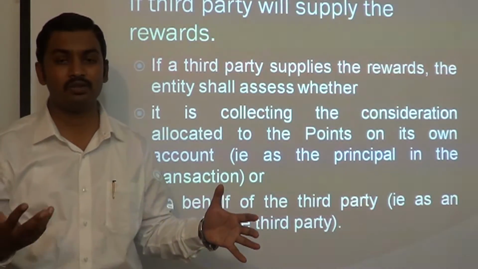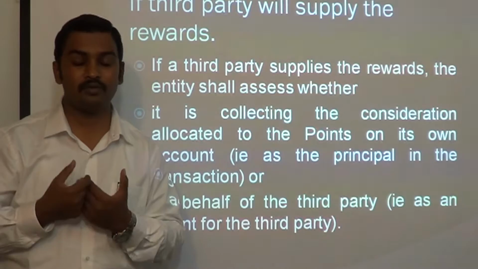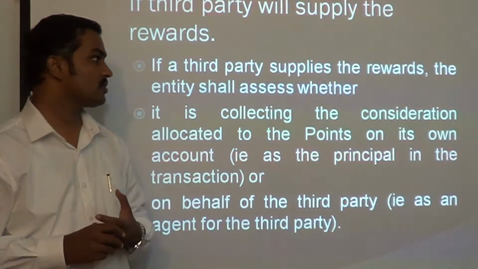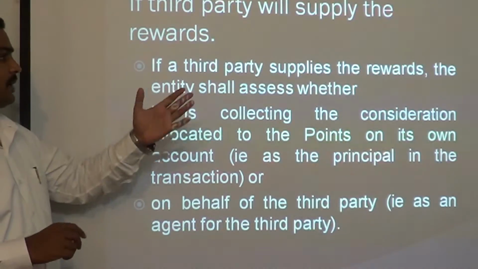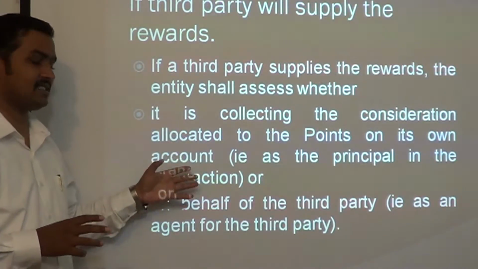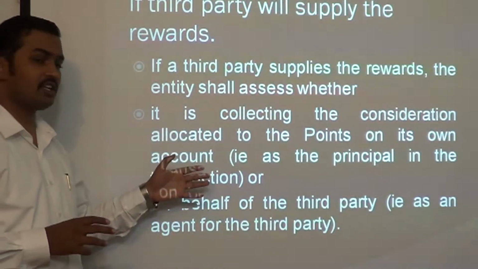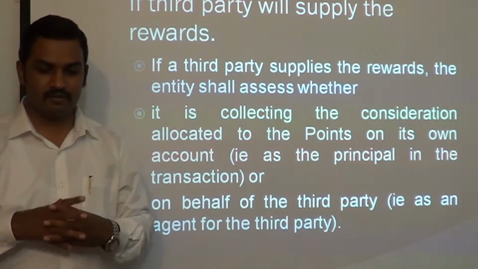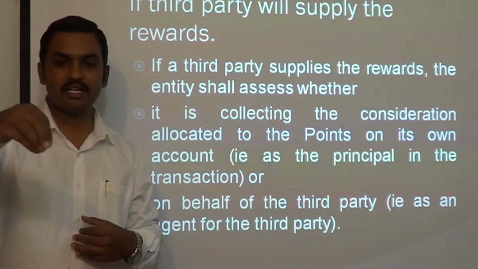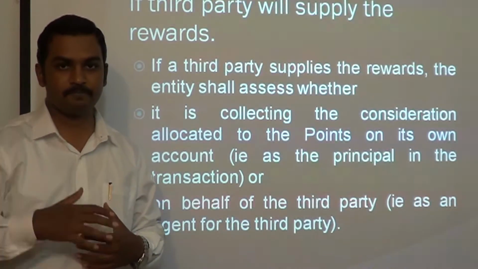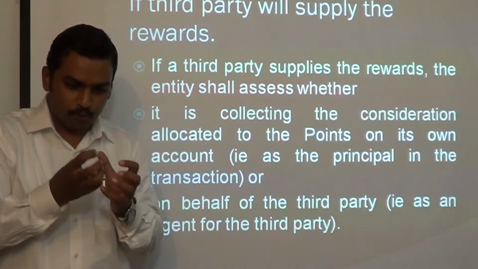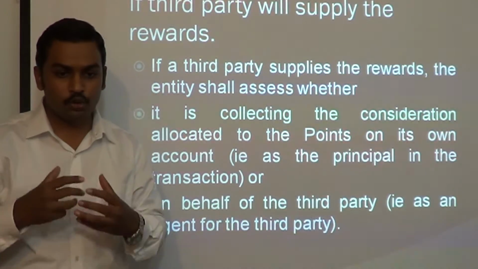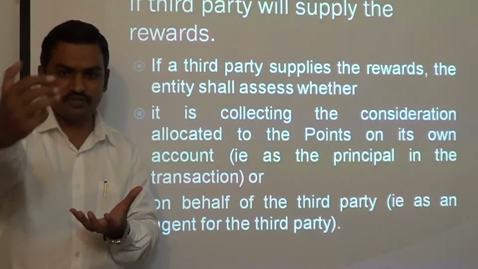So how do you account for it in the books of the entity which is maintaining the customer loyalty program and granting the points? Here, if a third party supplies the rewards, the entity shall assess whether it is collecting the consideration allocated to the points as a principal or as an agent. When the credit card company grants points to its customer, it has to allocate a portion of the sale transaction to these points, and it knows that it has collected some consideration for the points granted.